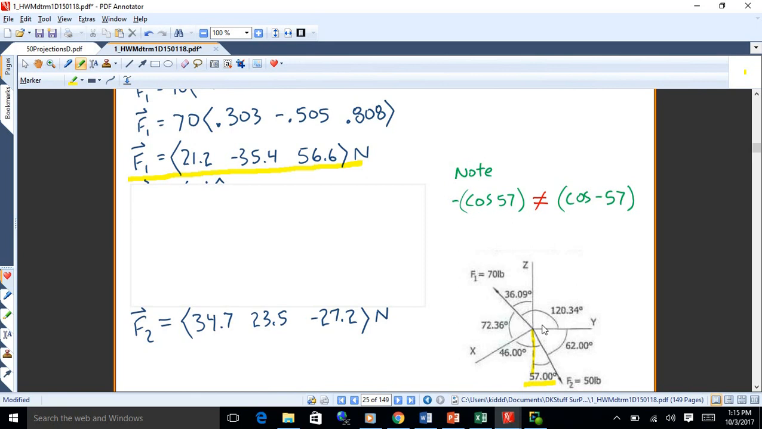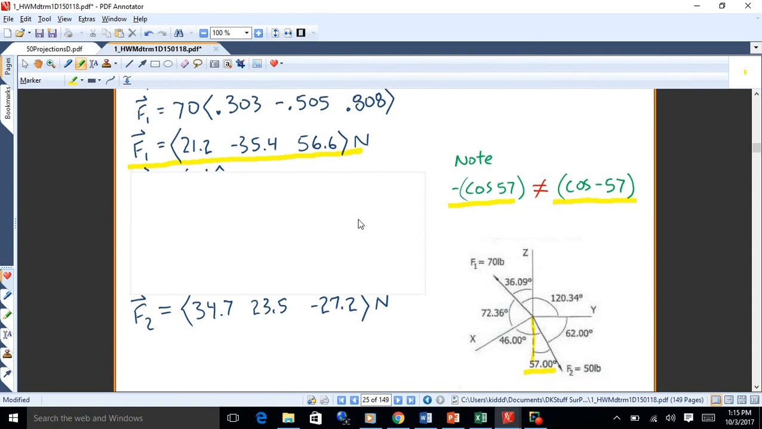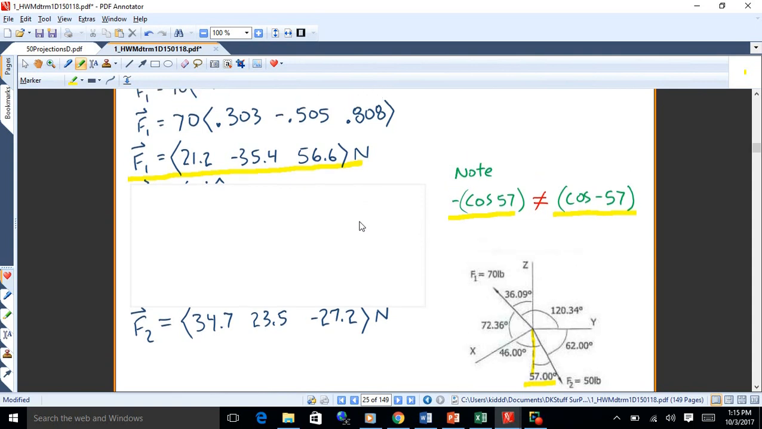And there's different ways to do it. The one thing I'd caution you on is, just remember your trig here. The negative of cosine 57 is not the same thing as the cosine of negative 57. They're different things, okay? Just basic trig there and how that works. But you'll just have to account for that. Okay. Okay, so you'll get F1 and F2. Any questions on those?